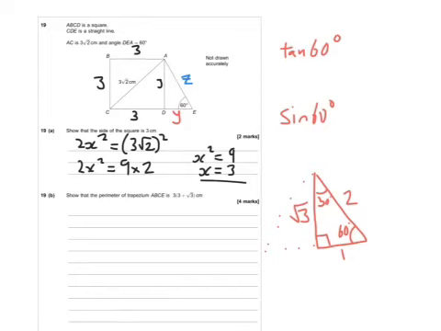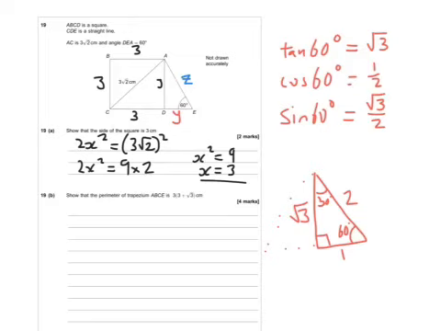So therefore, tan of 60 equals root 3. Sine of 60 is root 3 over 2. And actually, I'll do cos of 60 just in case we need it: it's a half. Okay, so that's what I'm going to be using the whole time.